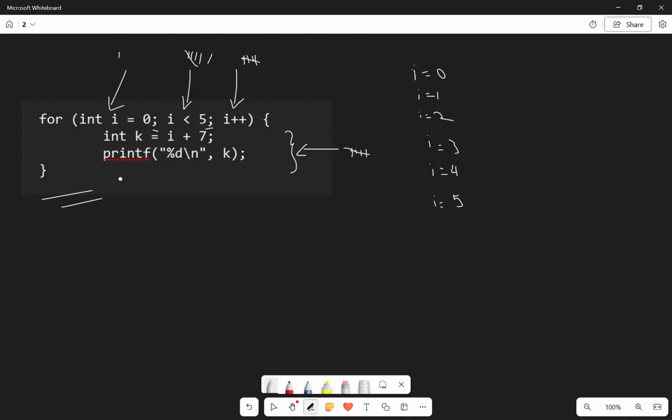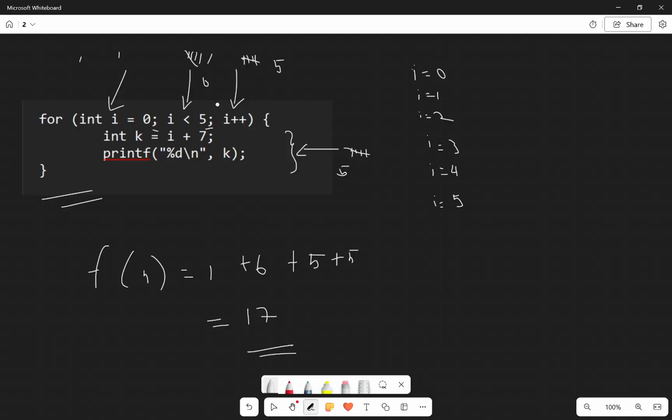terminates. So if we count the number of times each one got executed, this one got executed once, this part got executed 6 times, this part got executed 5 times, this part got executed 5 times. So for this particular for loop, we can say it's the summation of all the steps that got executed. So it should be 6 plus 5 plus 5, which should be 17. All right.